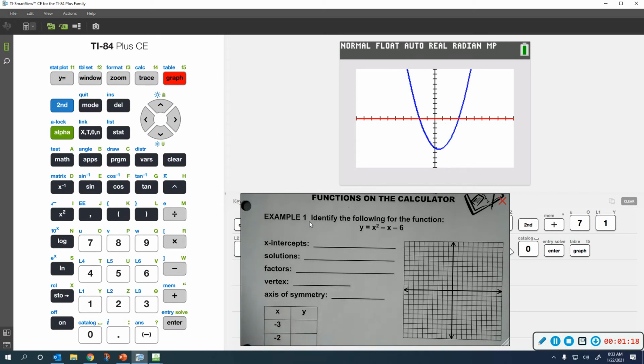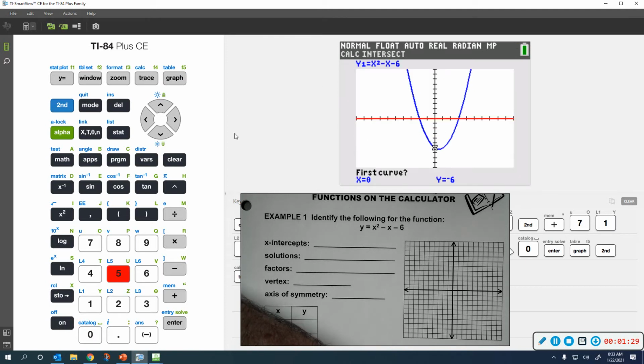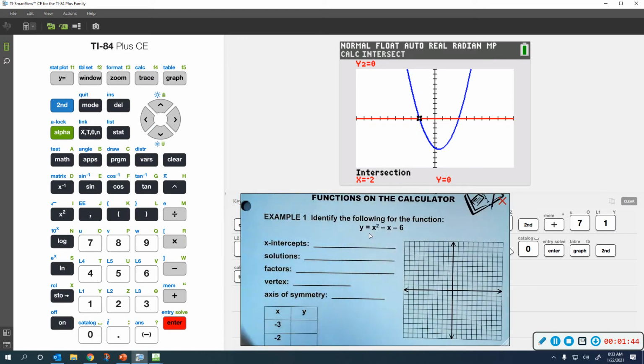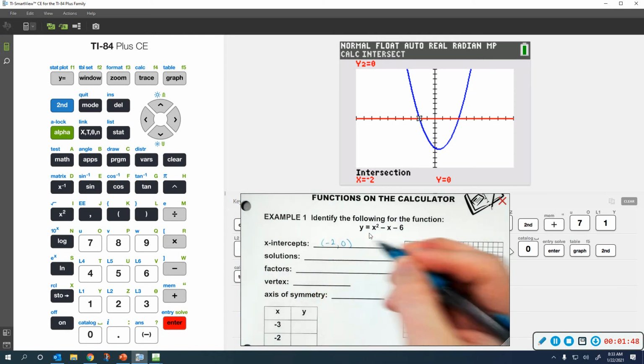To find the x-intercepts, we're going to see where they intersect on the graph. So go second, trace, go to number 5, intersect, and we're going to move our dot over here on the left. So left arrow, get it over on the left side. It doesn't have to be exactly right, it just needs to be really close. Push enter once, twice, 3 times, and it says the x-intercept is at -2, 0.